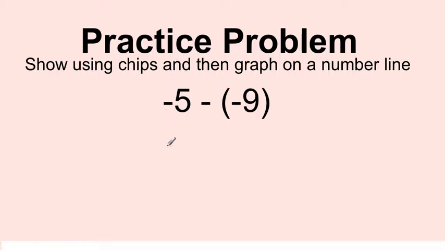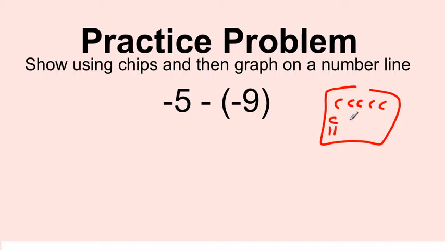Alright, so you should have had time to solve this problem. I know right now that I am 5 degrees in the negative, and I need to take away 9 negatives. Ooh, so this one's a little bit different. If I only have 5 negatives, can I take away 9 negatives? Cold, cold, cold, cold, cold. No, I can't. I can't take away 9 negatives, so I'm going to have to add in some in order to fix that. Now, 1, 2, 3, 4, 5, 6, 7, 8, 9.